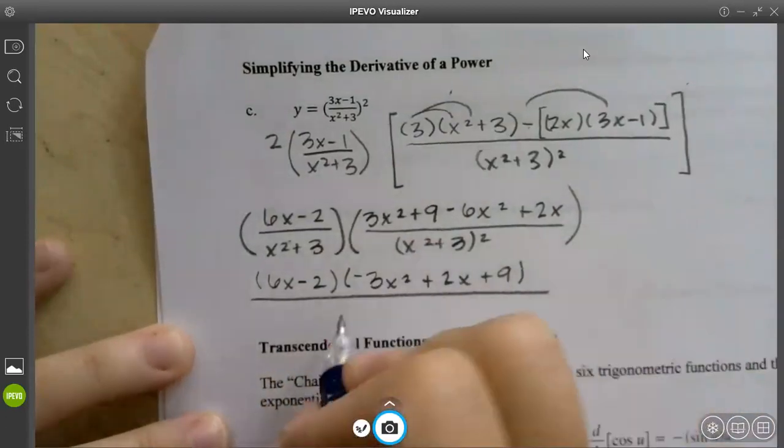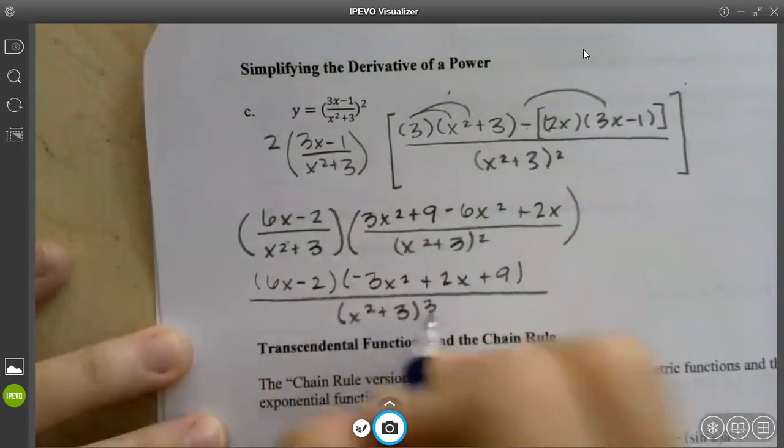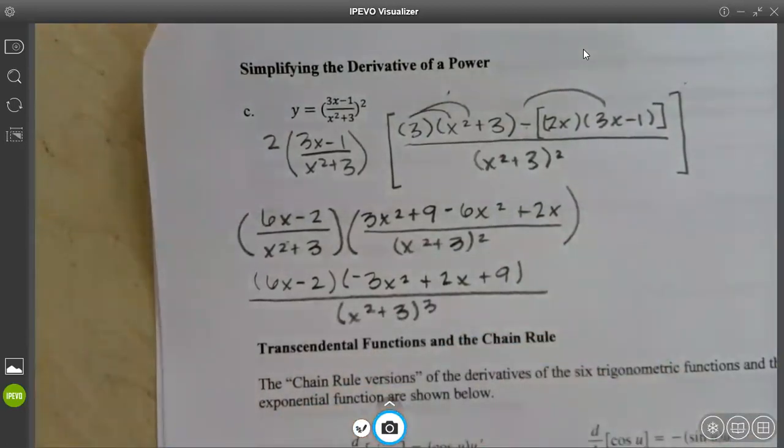All over x squared plus 3. There's 3 of them to the 3rd. So again, that one's not bad because anytime you have fractional exponents, it's going to take a long time to fix. Okay.